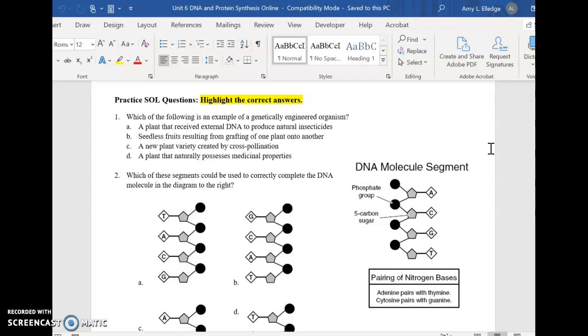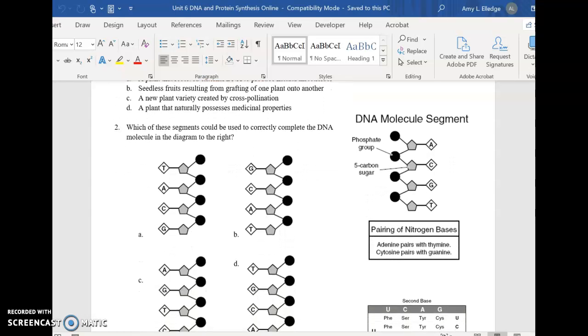All right, and then D, a plant that naturally possesses them. Well, that's not changing their genes at all. They naturally possess it. So that should be A. When you are receiving external DNA from another source, that creates recombinant DNA, where you recombined it.